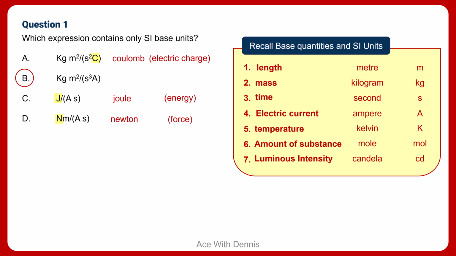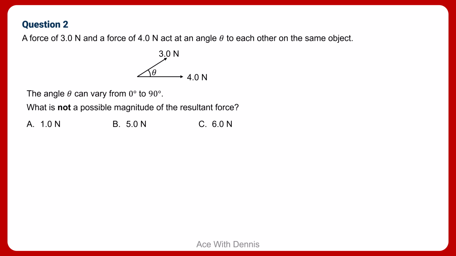Question 2. A force of 3 newtons and a force of 4 newtons act at an angle theta to each other on the same object. The angle theta can vary from 0 degrees to 90 degrees. What is not a possible magnitude of the resultant force? A. 1 newton, B. 5 newtons, C. 6 newtons, or D. 7 newtons. The answer is A. 1 newton.